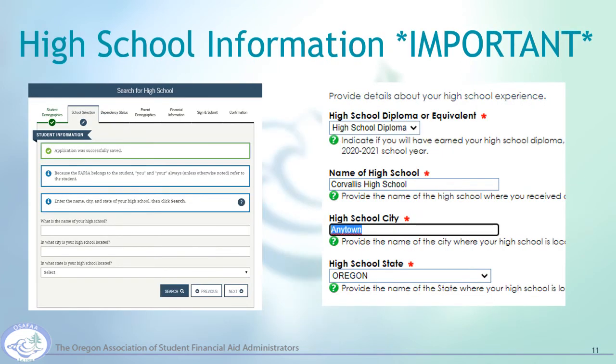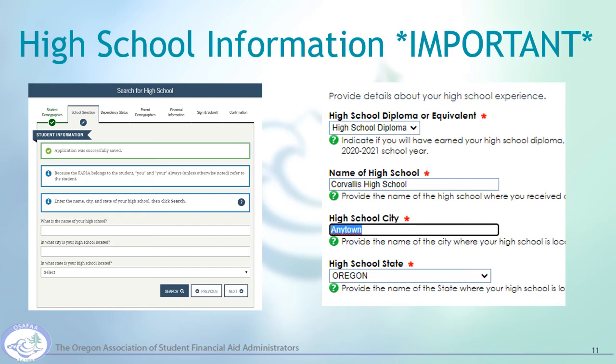This brings us to the high school information. Note the asterisk next to the word important. If you are helping a high school senior complete the FAFSA or ORSA, this is an important question. By correctly listing the high school the student is attending, school counselors and administrators can receive information about which students have completed the FAFSA and ORSA and will use this information to follow up with students who don't complete a form right away.